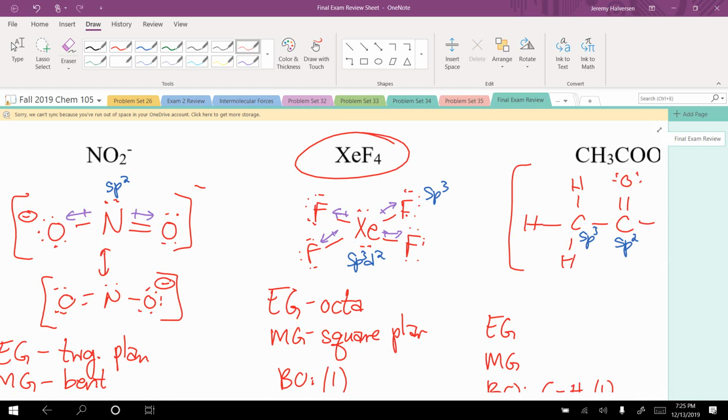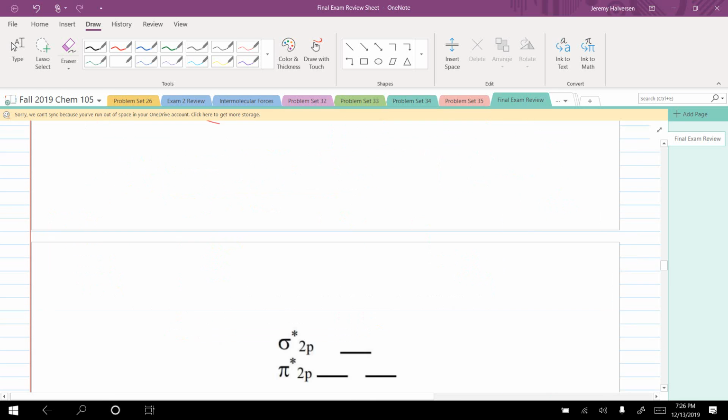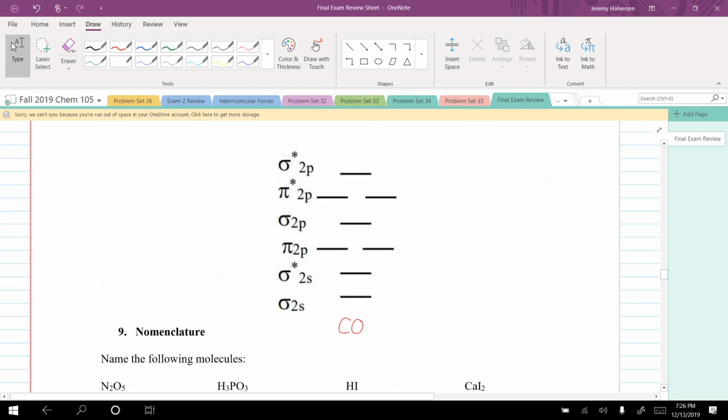Which means I need to hybridize 6 orbitals. So I have an S, and then 3 P's, and then 2 D's. So sp3d2. What's this sp3 out there? That's for the fluorine. The fluorine's also hybridizing. It's got 3 lone pairs and a bond, so it's sp3. Okay, keep going.